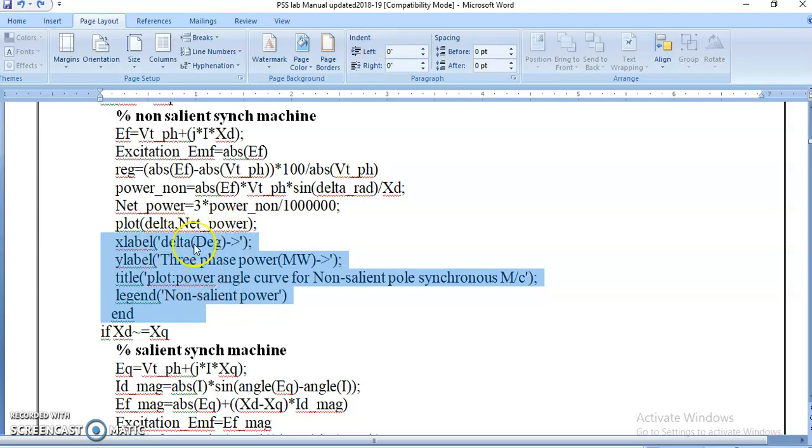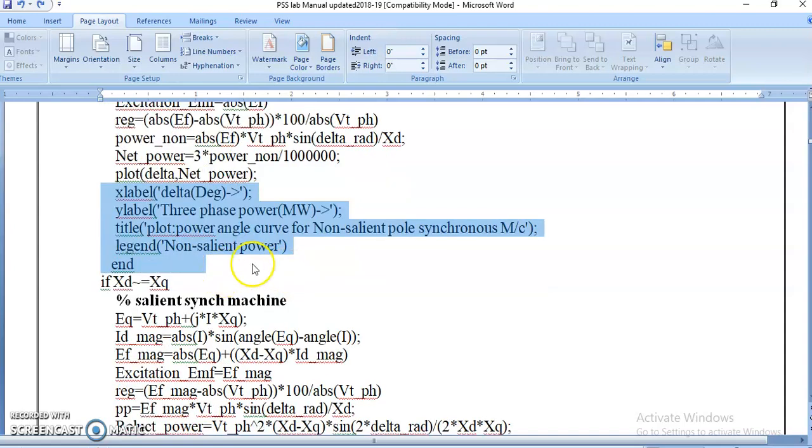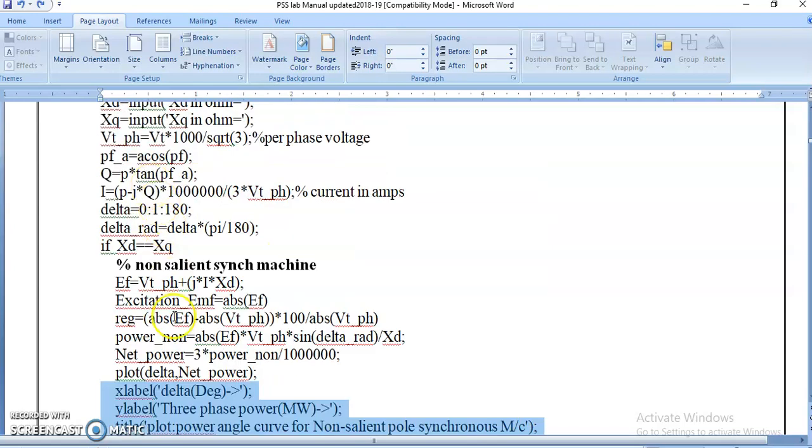Okay, X label, delta degree, Y label, title. In brackets, whatever you type, that will display. Don't put things like delta, degree, dash, like this arrow mark. Don't do that. Okay. X label, in brackets, delta. Y label, 3-phase power. Plot title, power curve. Legend, non-salient, like that. Okay. And this is all about non-salient.